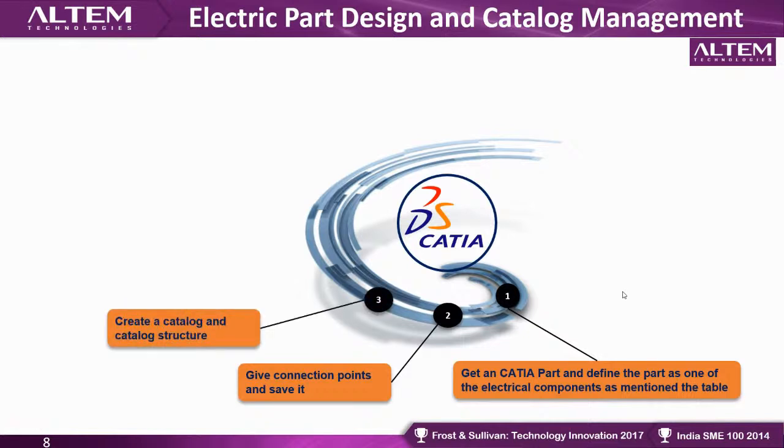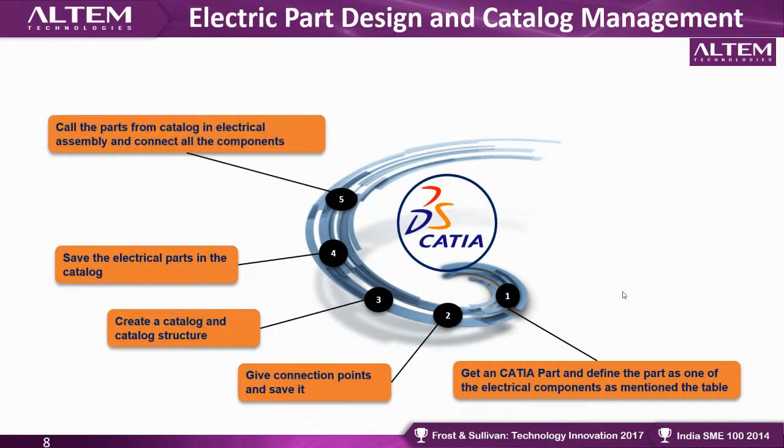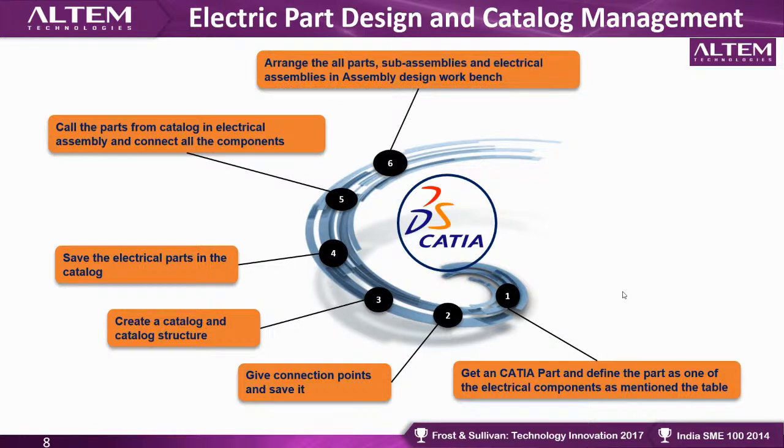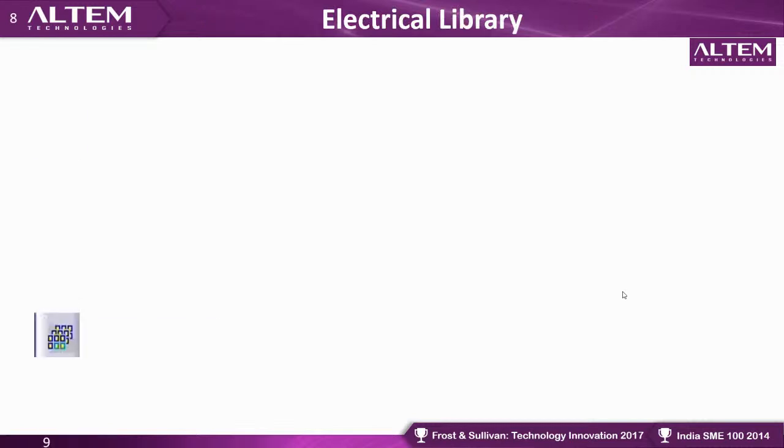We will create a catalog structure. We'll save our electrical parts in the catalog. We will use that catalog to call the electrical parts in the assembly, and we will connect all the components. And then we will arrange all the parts, sub-assemblies, and electrical assemblies in the design workbench.